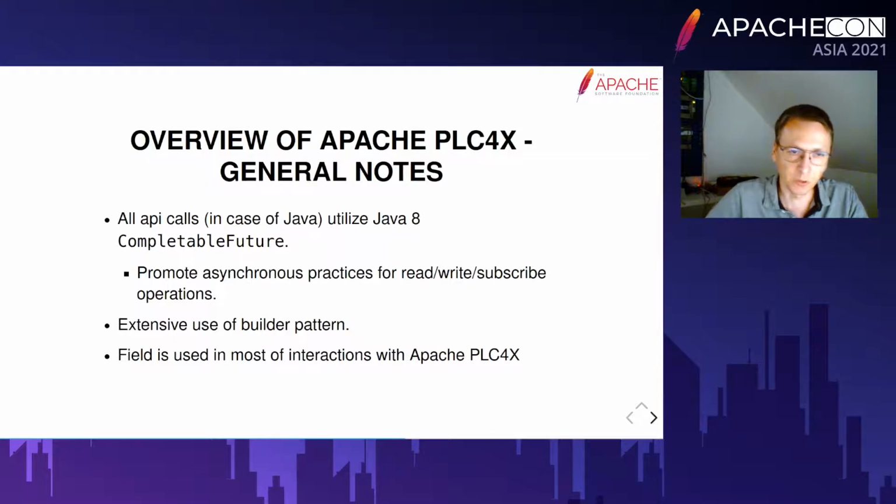So, a few notes. As you can see, most of the API calls, at least in the Java case, are using Java 8 CompletableFuture. So it does promote asynchronous practices for read and write, and this means that your application must be aware that some actions might not be immediate. You have to block explicitly if you require an immediate action. In many places we make extensive use of the builder pattern, so it allows you to construct the requests and process them in a very convenient way, and almost all interactions with PLC4X will rely on fields.